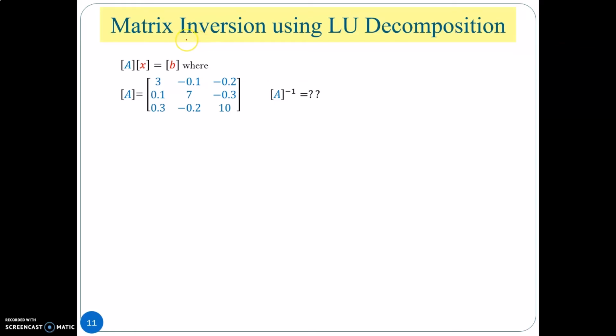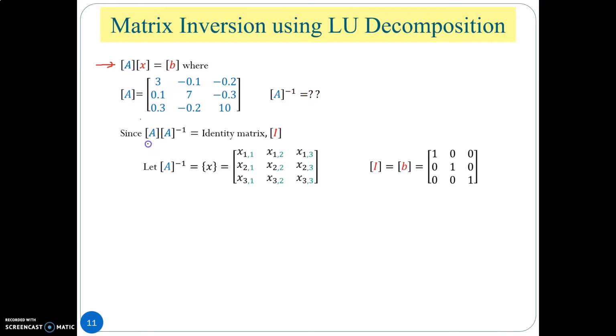We can find the matrix inversion by using the LU decomposition method. For example, let's say you have a system AX equal to B, and the A matrix is given by this. How do we find the inversion of the A matrix? You should know that when the A matrix is multiplied with its inversion, you obtain the identity matrix.